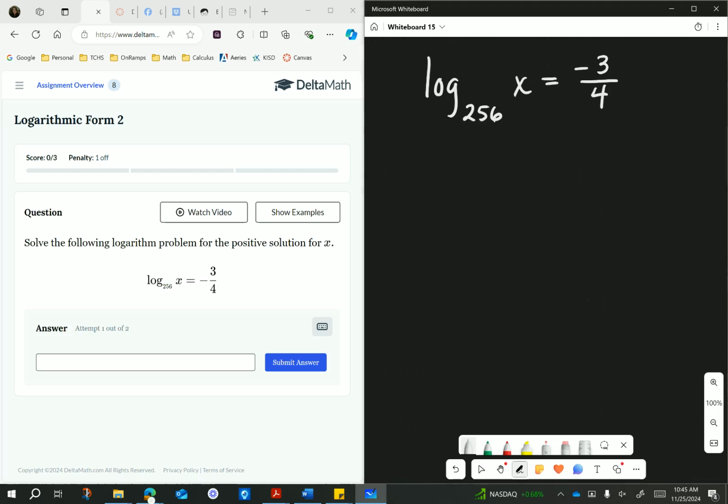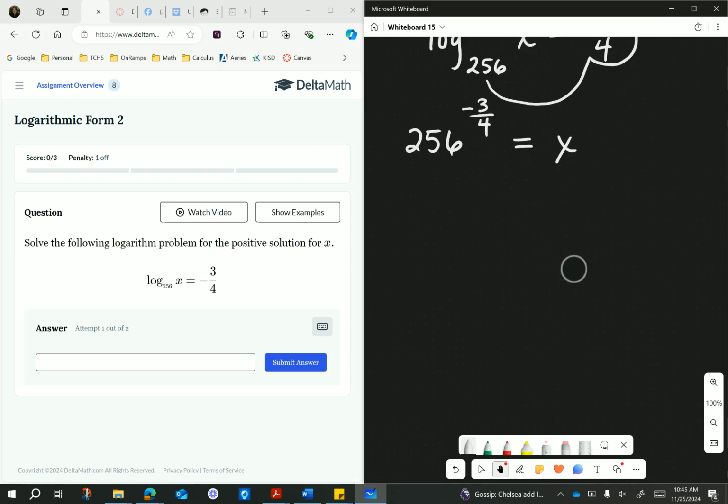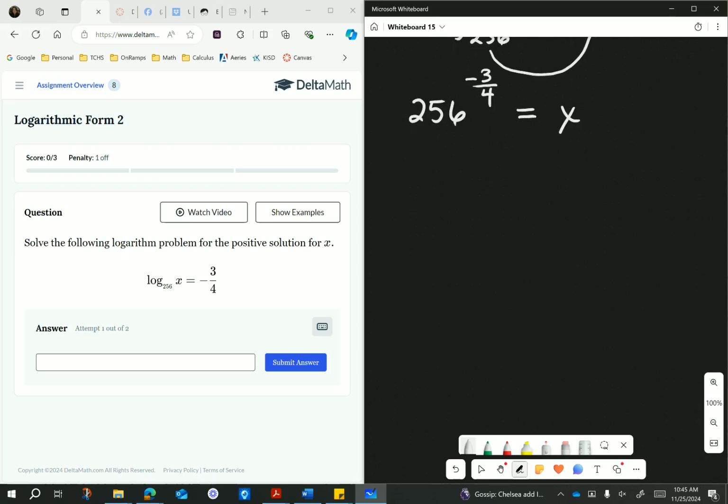So we start with the base of the logarithm, 256. We raise it to the power of -3/4, and we set it equal to x. So 256 raised to the power of -3/4 equals x. Now what's wonderful is that this x is already isolated, but exactly how do we do this without just typing it into a calculator?